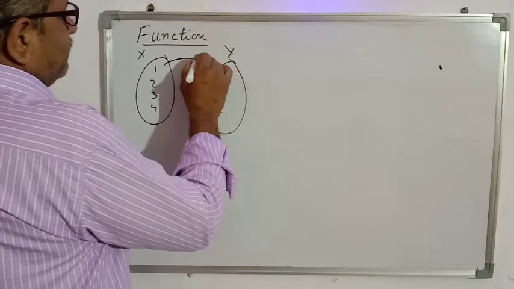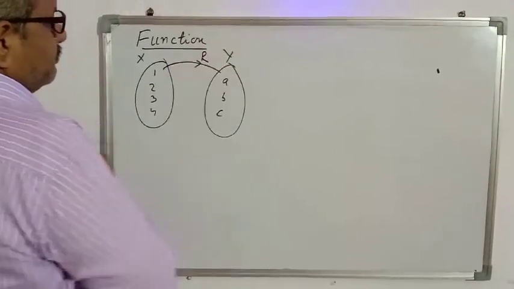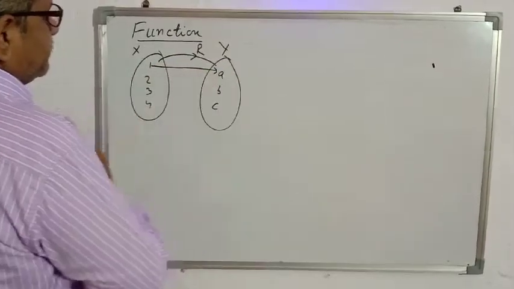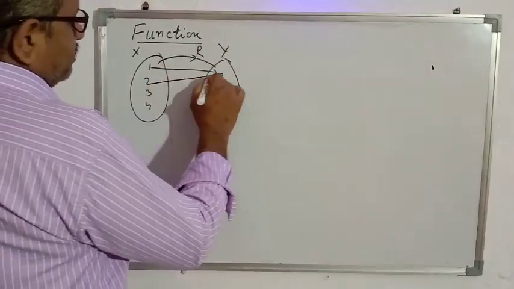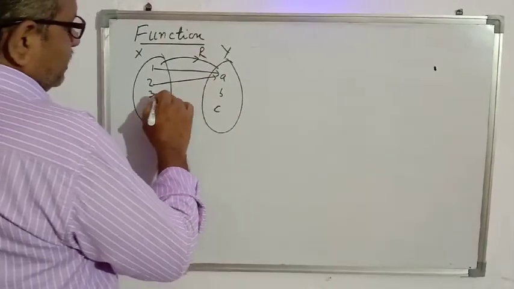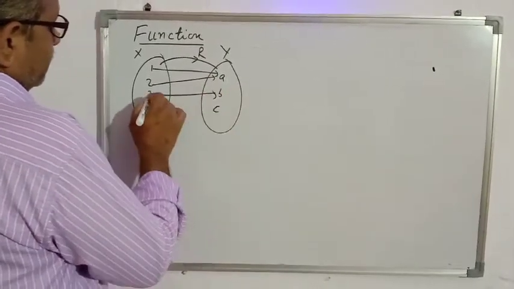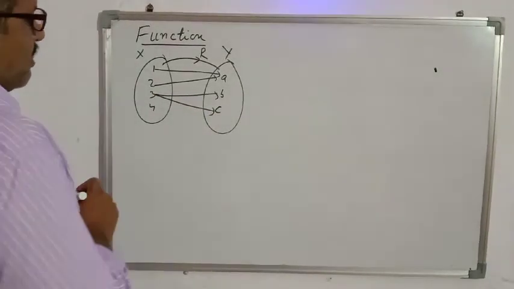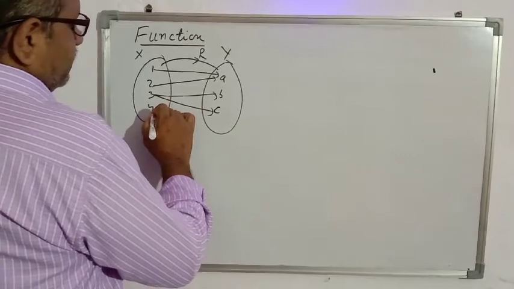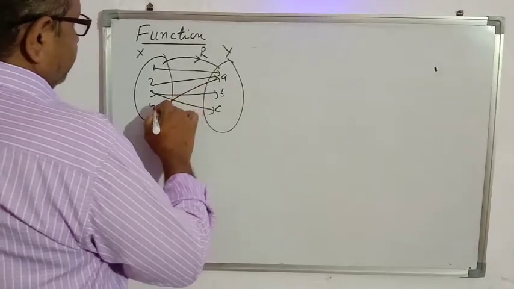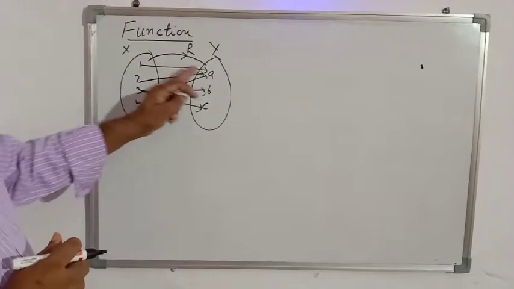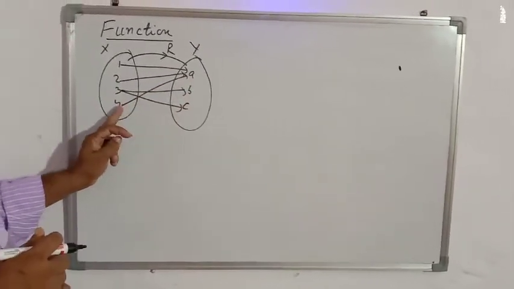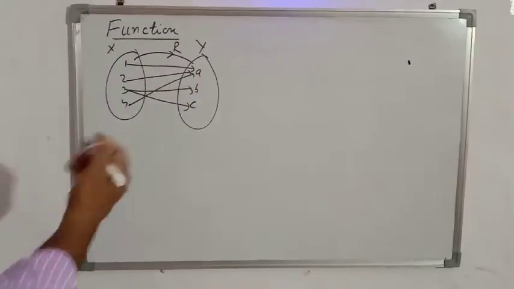A relation is defined from X to Y like this. 1 is related to a, 2 is related to a, 3 is related to b and c, 4 is related to a.